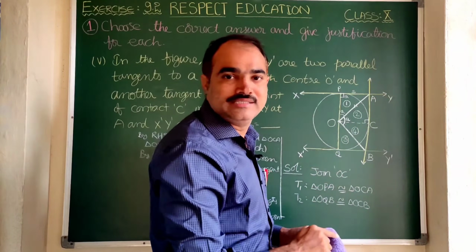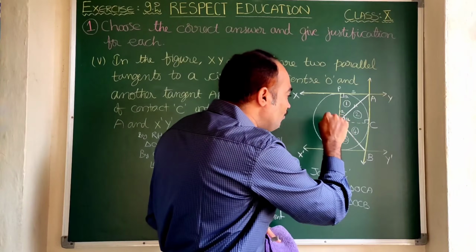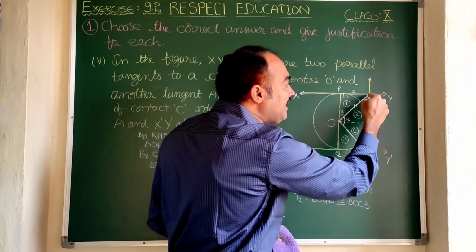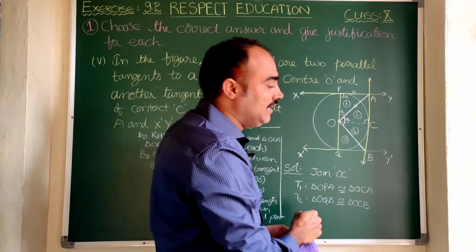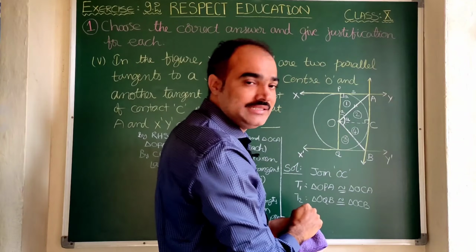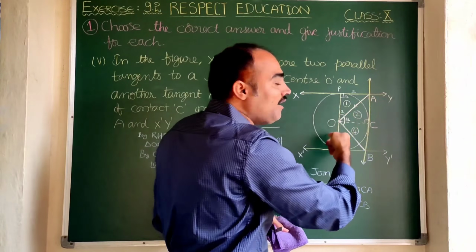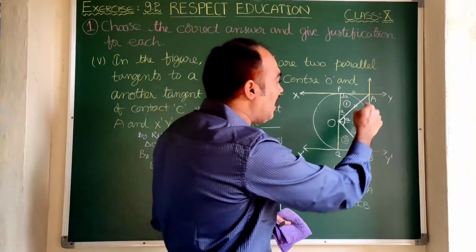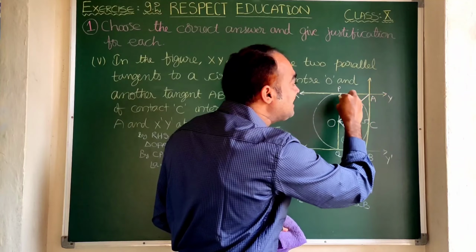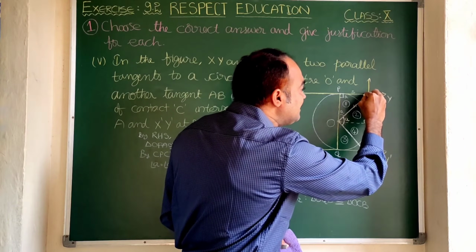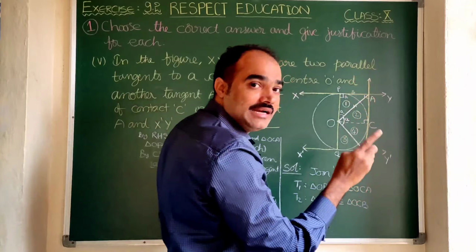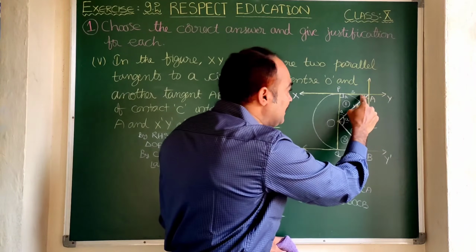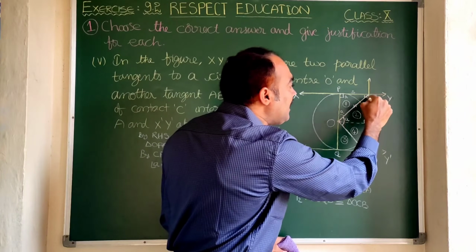And one more logic is that, as we know, O lies on the angle bisector of the tangents where inclined. I repeat, the center O lies on the angle bisector of the point where the tangents are inclined at an angle. So here this is the angle bisector. In that way also you will come to know that these two angles are equal. So again these two angles are equal, therefore here all the angles are equal.